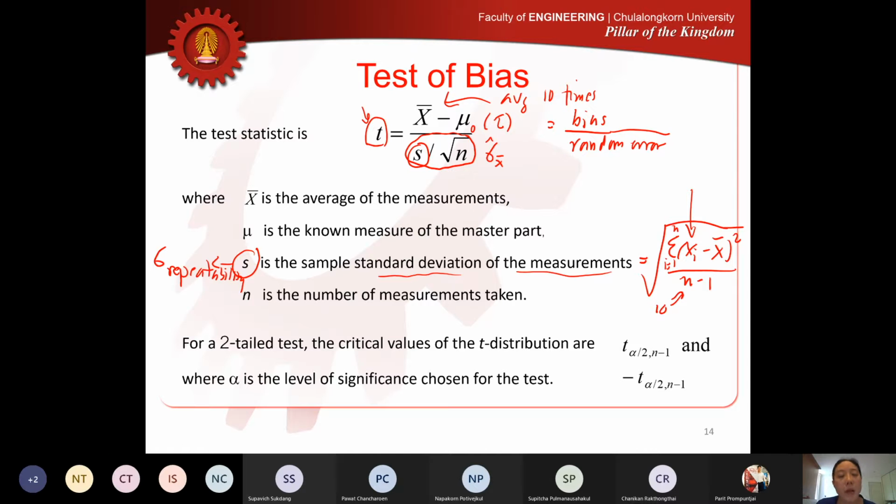To judge whether the bias is significant or not, in statistical method we have to compare it with a random error, and then we convert that amount to the t statistic. If the t value is large, that means the amount of bias compared to the random error is large also.